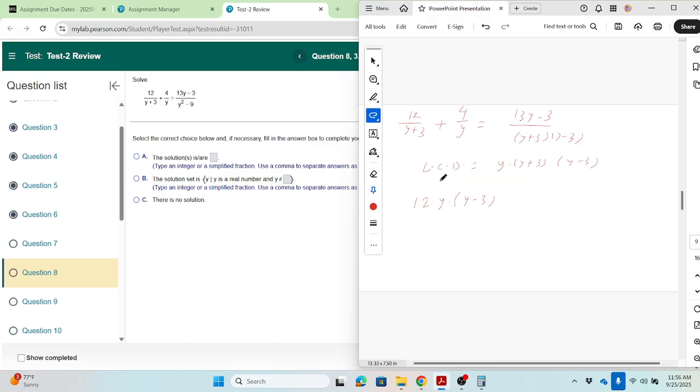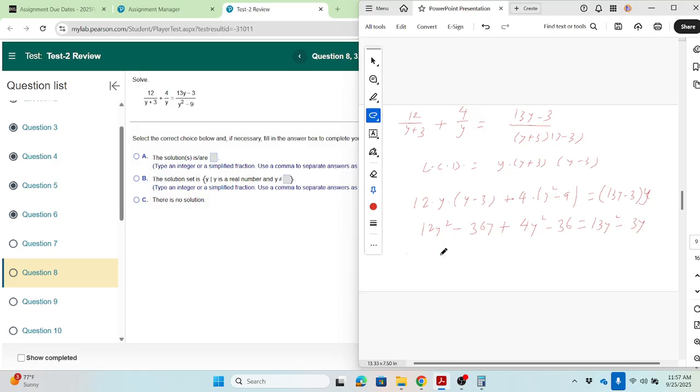So this time I'm going to keep it. Instead of 6, this time there is a 3. And by doing the same thing, there will be y square minus 9. And here it would be 13y minus 3 and then y. So this will be 12y square minus 36y, 4y square minus 36. This is 13y square minus 3y. If I bring everything to one side, it's 13 minus 12 is y square, negative 3y.